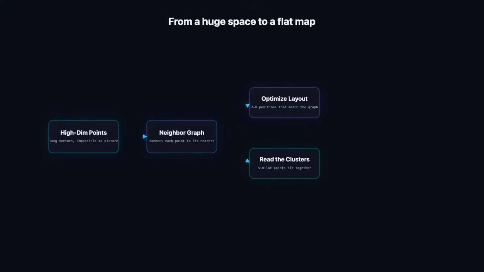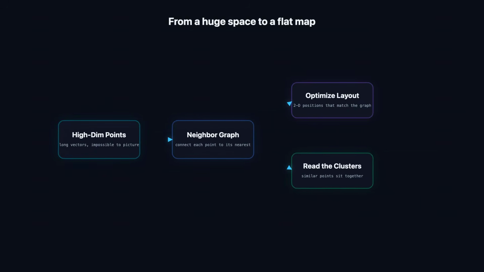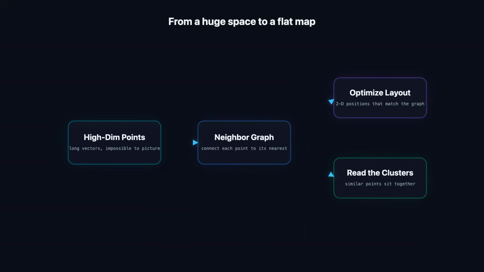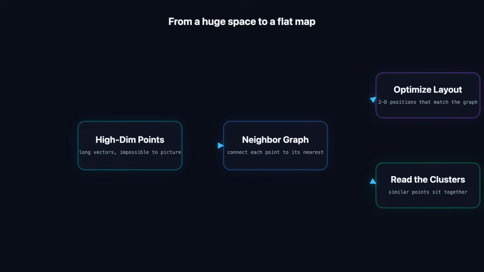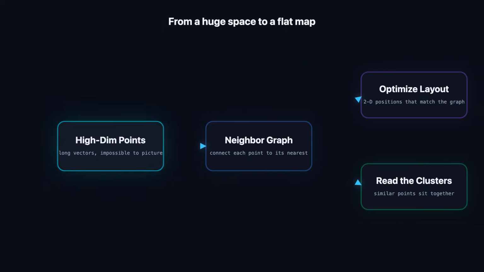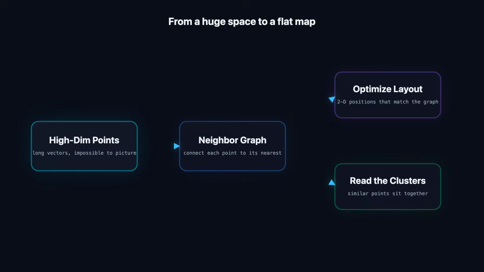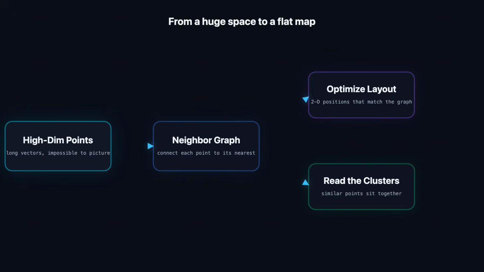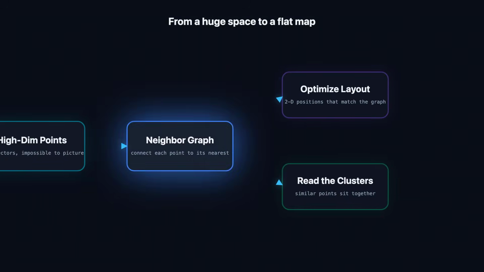Look, UMAP rests on one assumption, that the data really lives on a lower dimensional surface, a manifold tangled up inside that huge space. It recovers that surface in 2 stages, so follow them one at a time. Start with your high-dimensional points, each one a long vector of numbers. On their own, they are impossible to visualize, but UMAP assumes they are not scattered randomly. They sit on some lower dimensional manifold we are about to uncover.